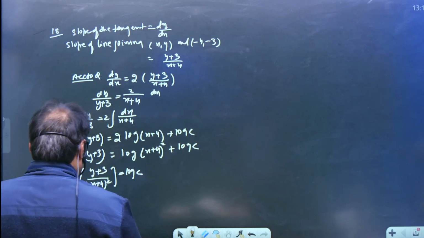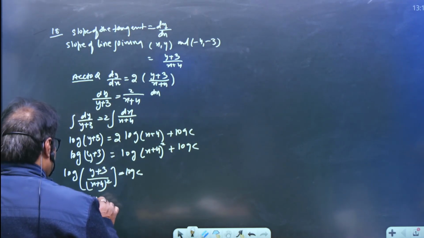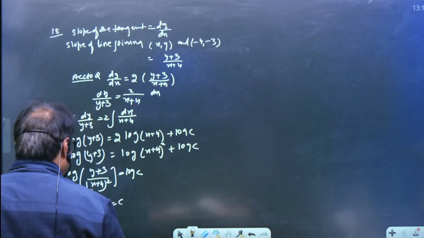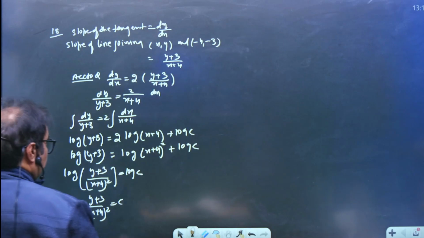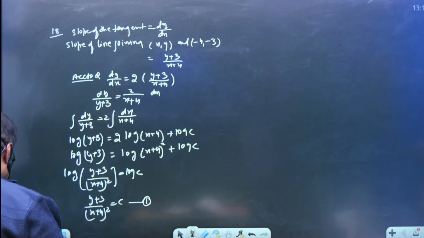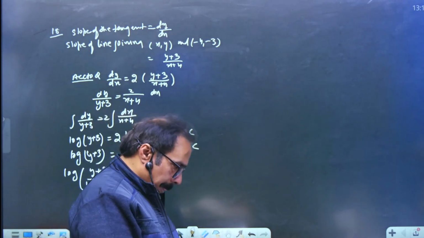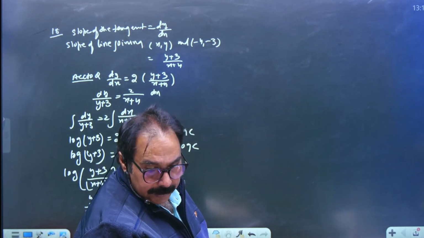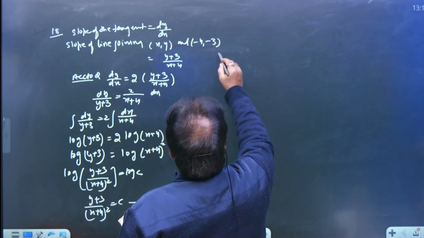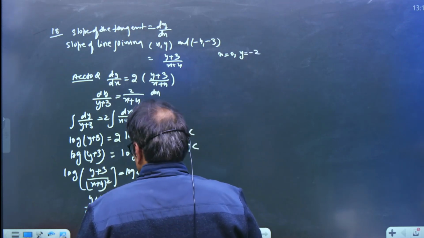So in this way we will get the direct value of c. So (y plus 3) upon (x plus 4) whole square is equal to c, right? It is number 1. And now as per the question, at which point is it passing through? It is passing through the point 0 and -2. So x is equal to 0 and y is equal to -2.